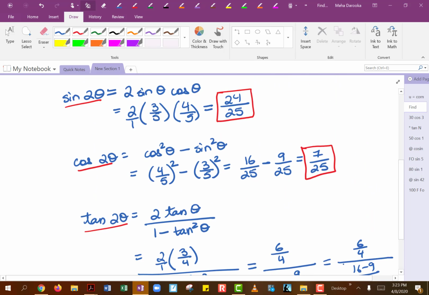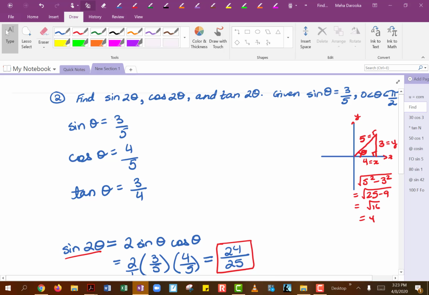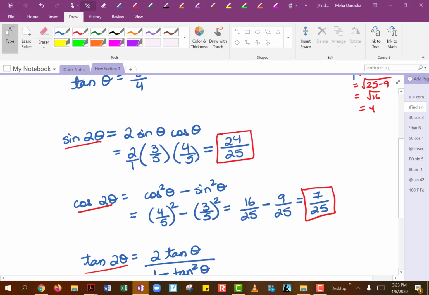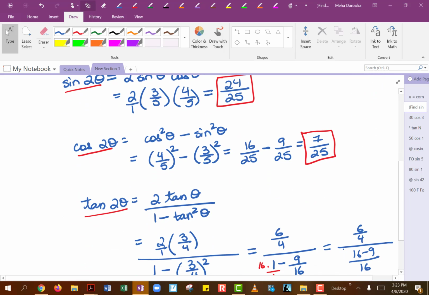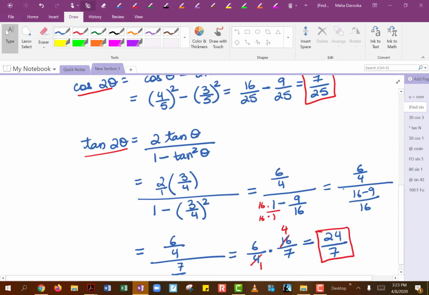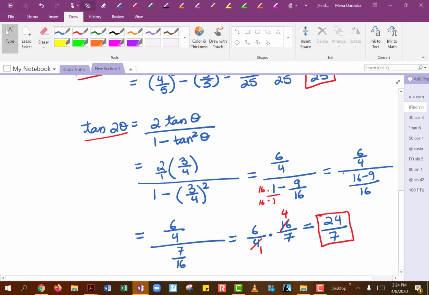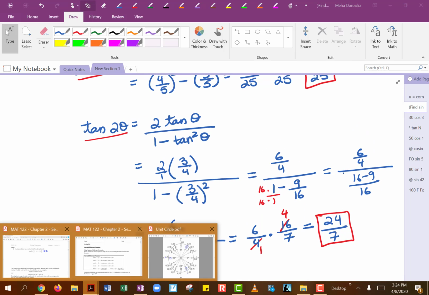So you can see it's really not that bad. You're given sine of theta initially. Draw your little right triangle in quadrant 1 because that's where your theta is going to be. Come up with your cosine and tangent functions, and then using those double angle formulas, we are able to come up with the value for these 3 functions. Okay, so that was our example 2 over here.